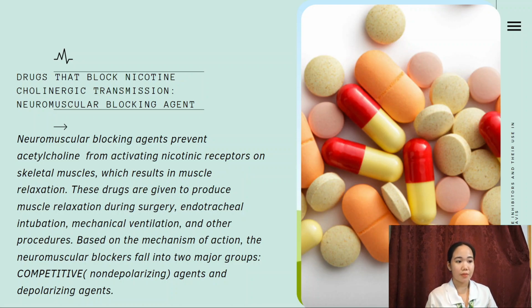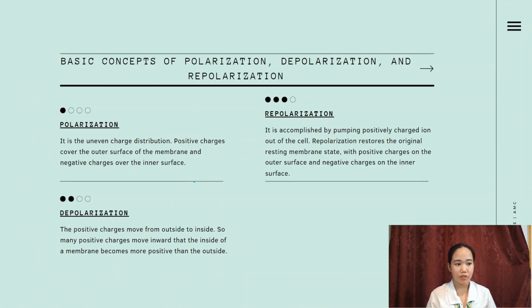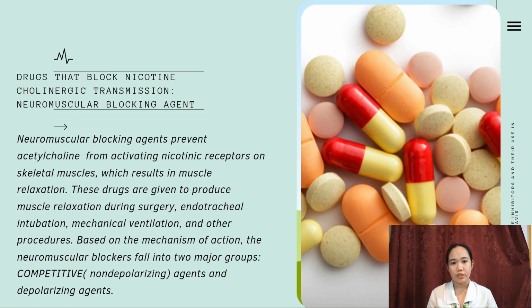Neuromuscular blocking agents prevent acetylcholine from activating nicotinic receptors on skeletal muscles, which results in muscle relaxation. Acetylcholine is the chief neurotransmitter of the parasympathetic nervous system, the part of the autonomic nervous system, which is a branch of the peripheral nervous system that contracts smooth muscles, dilates blood vessels, increases bodily secretions, and slows heart rate. These drugs are given to produce muscle relaxation during surgery, endotracheal intubation, mechanical ventilation, and other procedures.